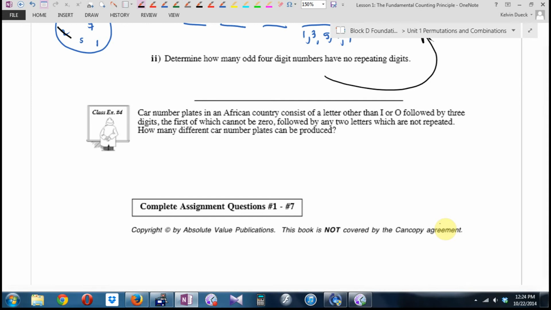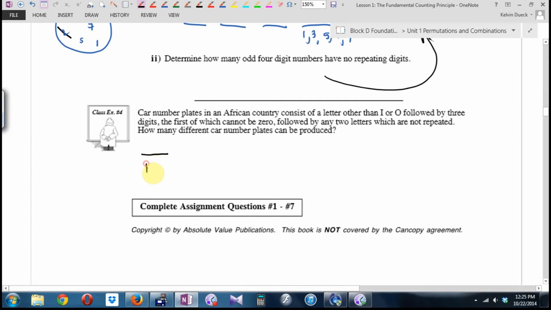Car number plates in an African country consist of a letter other than I or O, followed by 3 digits, the first of which cannot be 0, followed by any 2 letters which are not repeated. How many different car license plates? You know what? I'm drawing a blank. What are the choices along the way? It says they consist of a letter, except what can't I use?